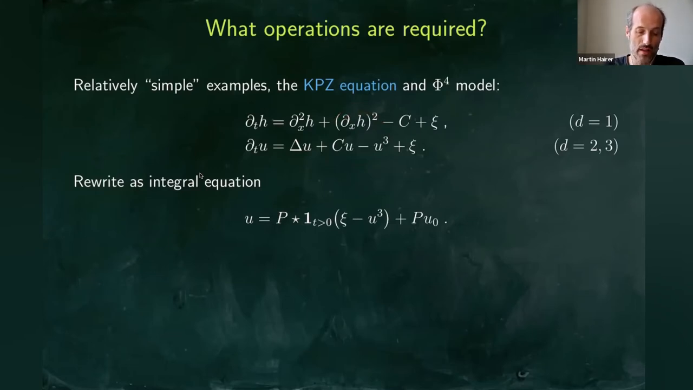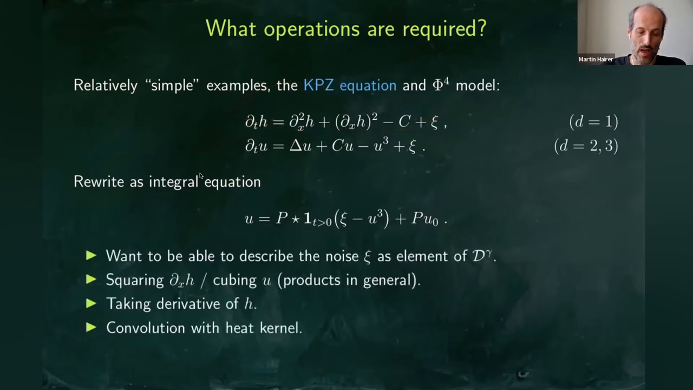And so you want to rewrite these as an integral equation. So take the second example. I write it like this. I write P for the heat kernel, and this star here is a space-time convolution. And this is really just the variation of constants formula. The fact that the integral in the variation of constants formula starts from zero, so it's an integral from zero to t and not from minus infinity to t, is encoded by the fact that here I put an indicator function of positive times. So I rewrite this in mild form if you want. And that's the term that shows up from the initial condition, which is just the solution to the heat equation with initial condition u zero. So I rewrite this equation in this integral form, and same thing for KPZ.